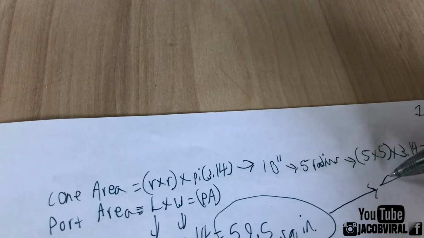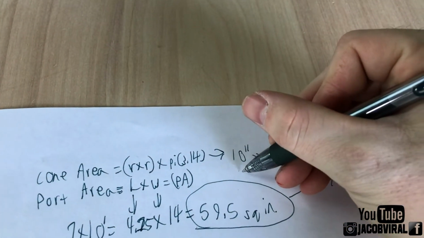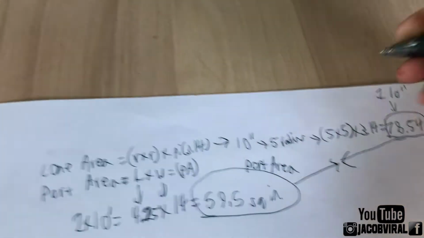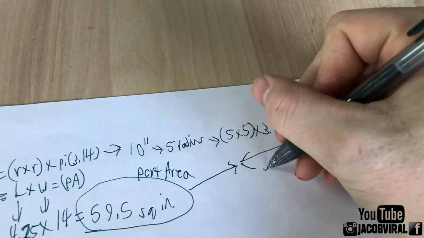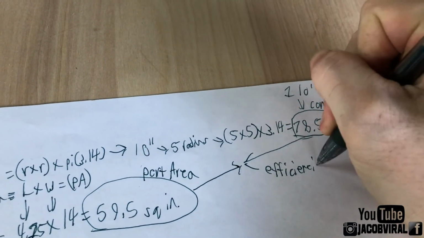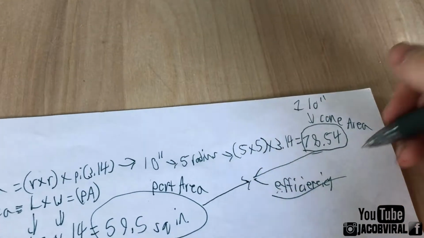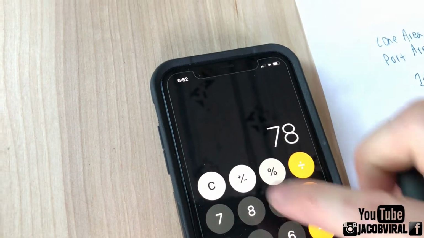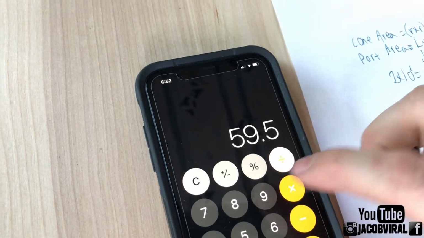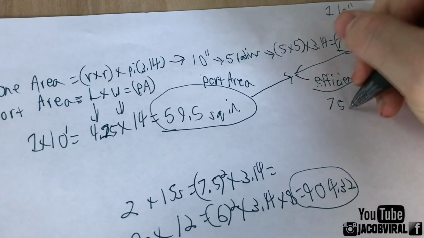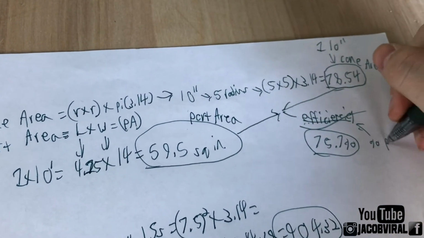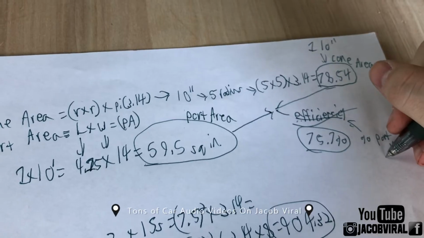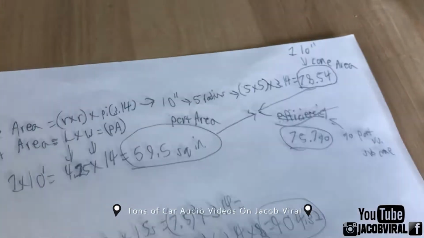So what you can do with these two, you use your port area and your cone area and divide the two numbers for your efficiency. This isn't really considered efficiency, however you pronounce that. Anyway, what you do is divide those two numbers. So 59.5 divided by 78.54. So the size of my port is 75.7% of my cone area. It's not efficiency, it's actually percent port versus sub cone or something like that. I don't know. Anyway, the concept's there.